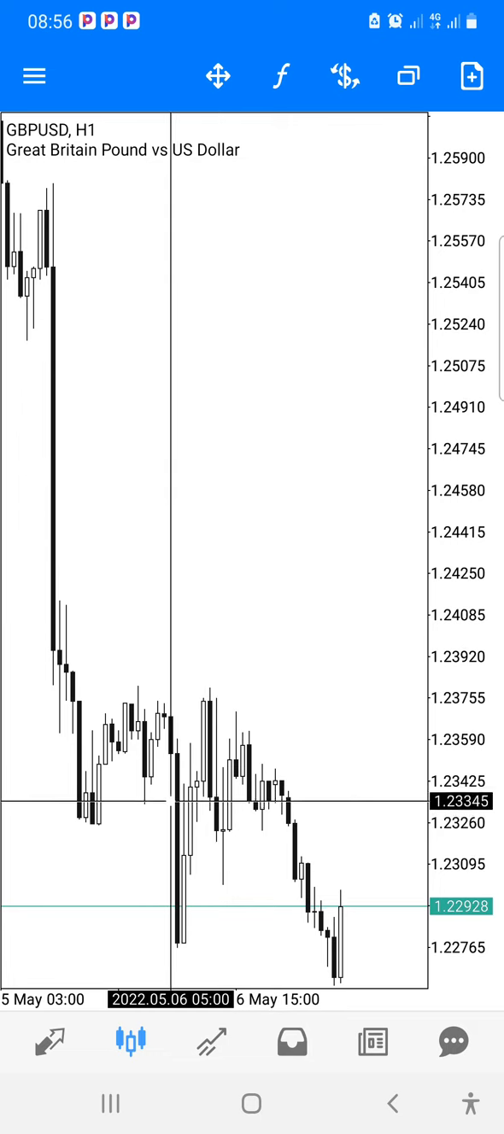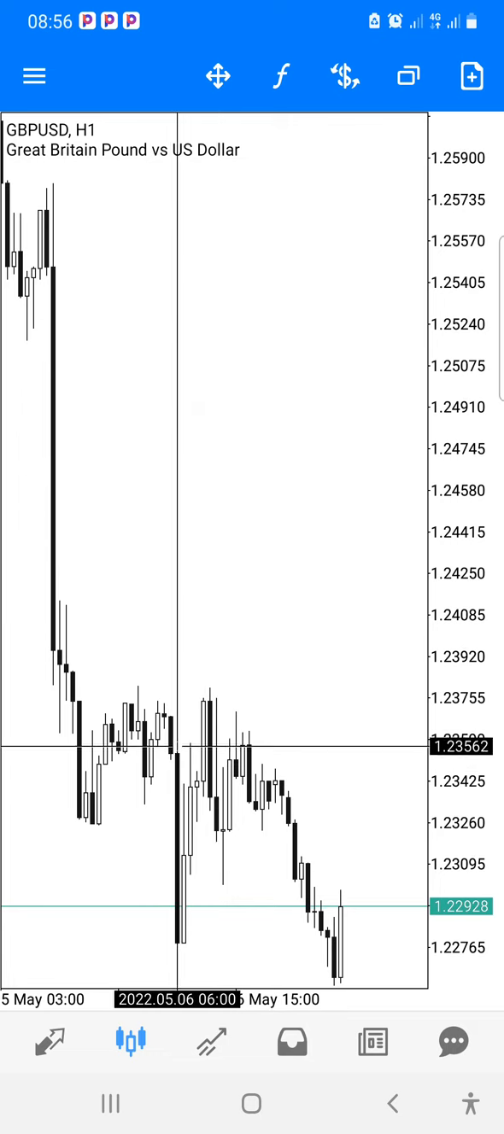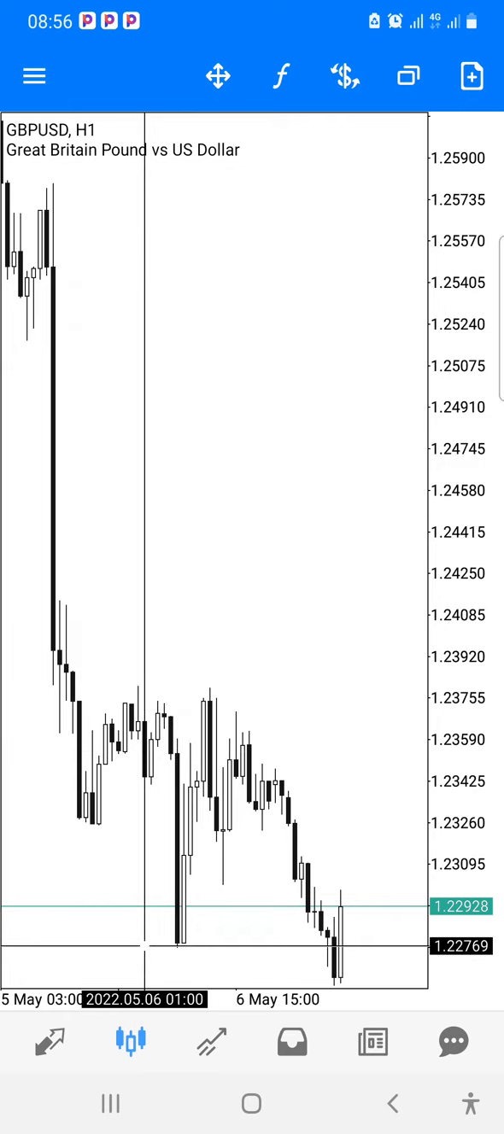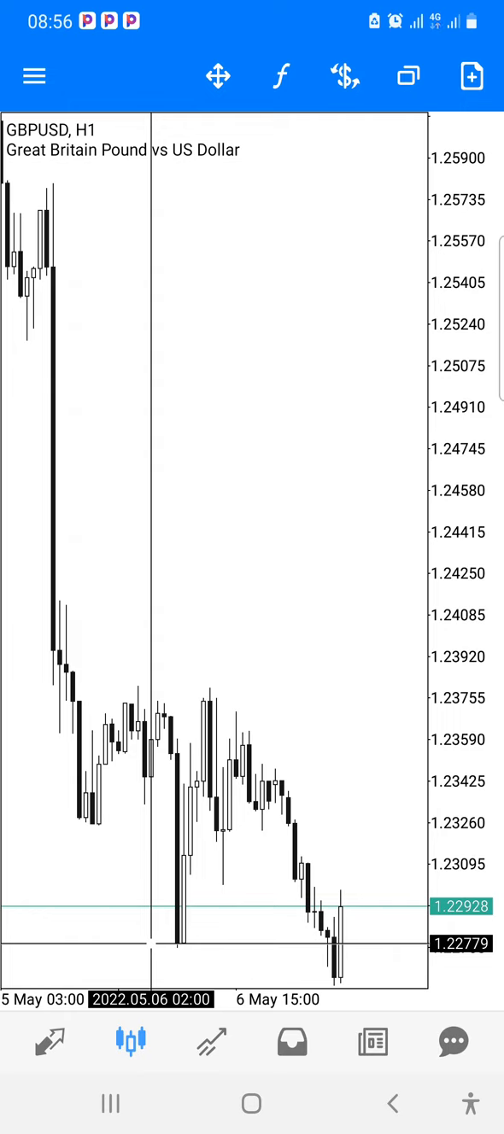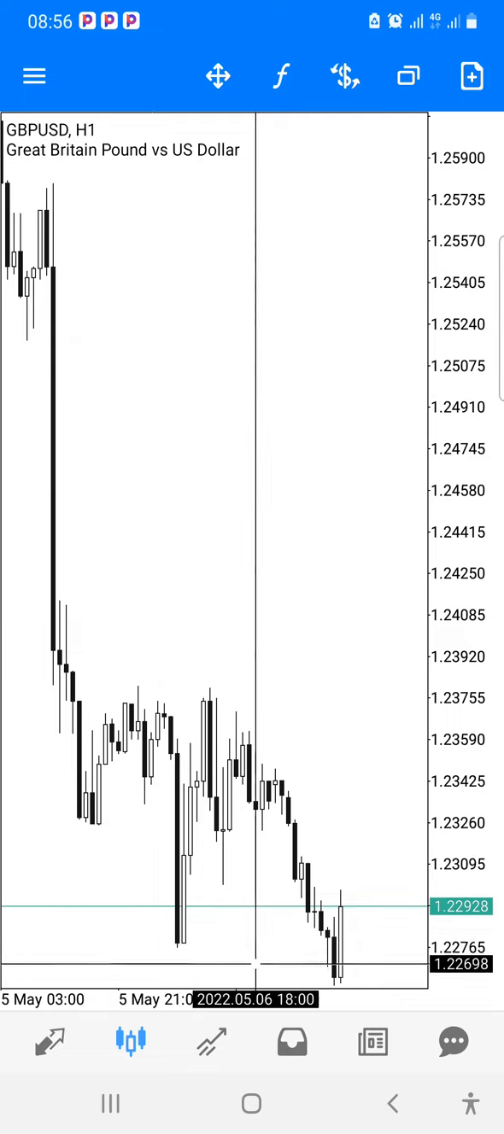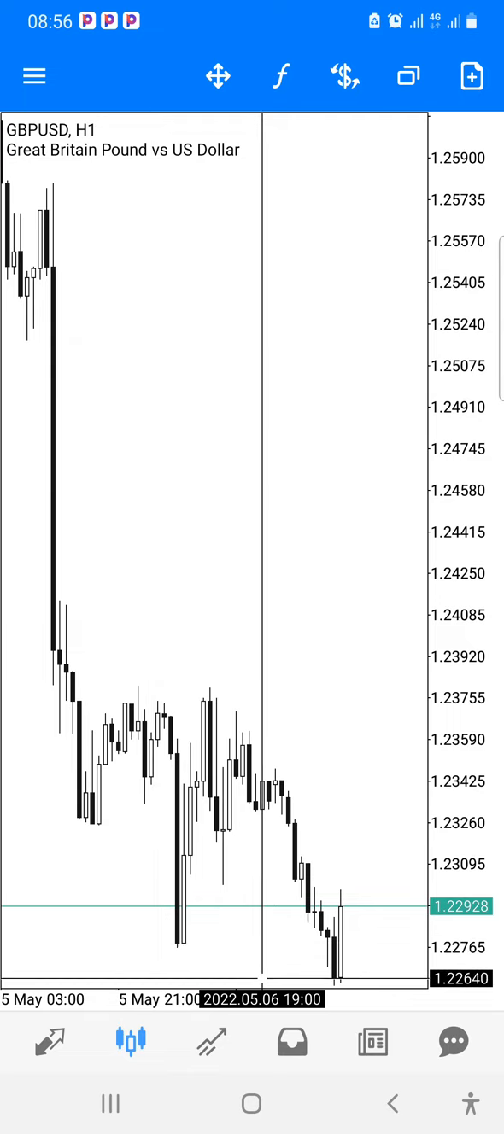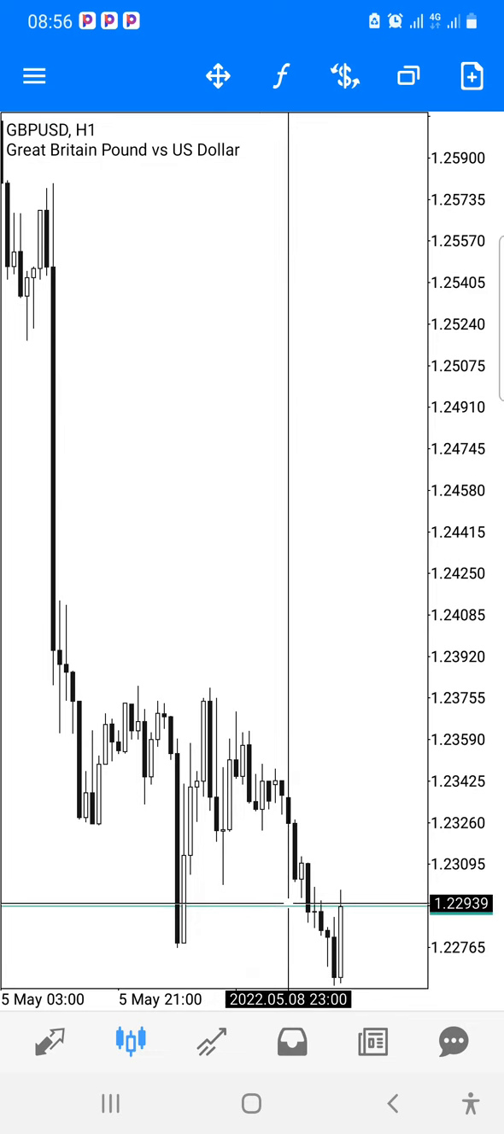Look at this one here. Look at my side, the place where there are values. This one opened at 1.2353 and closed at 1.2277, so you can see that it's lower. But this one opened at 1.2264 and is still running, with 4 minutes left before it's 9 o'clock, and definitely this is the bullish candle, 1.2292.